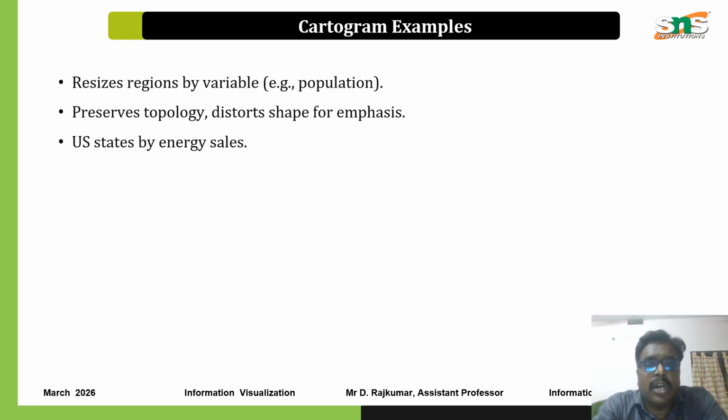Next are cartogram examples. A cartogram resizes regions by different variables, for example by population, which is highly useful. It also preserves the topology, and helps us distort different shapes for emphasis. The topology preservation is also very important. For example, in the United States, states are resized by energy sales.